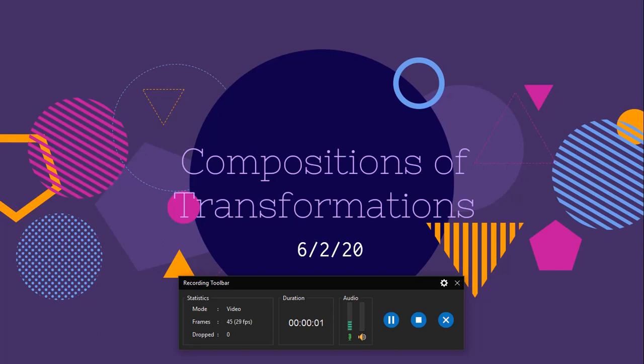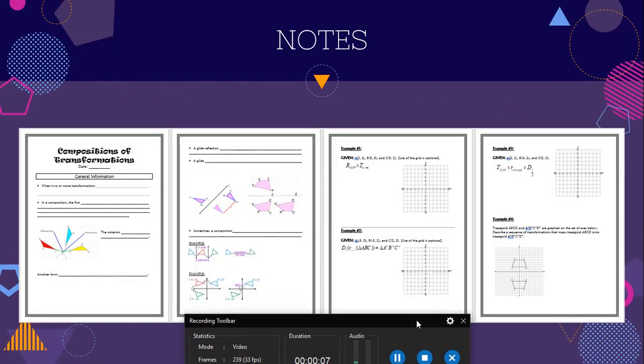Today's topic is compositions of transformations, and you can use the date of June 2nd. Your note packet should have 4 pages. You'll also want a ruler if you choose to do some graphing.